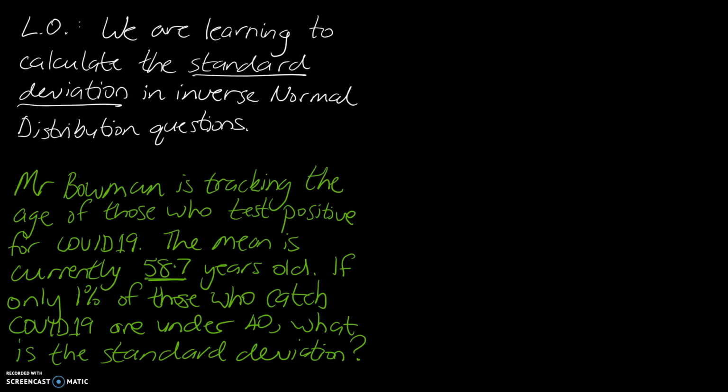Mr. Bowman is tracking the age of those who test positive for COVID-19. The mean is currently 58.7 years old. So as we're reading our question, let's draw a normal distribution graph and input the numbers that we know as we continue reading. So we know the mean, 58.7. If only 1% of those who catch COVID-19 are under 40, what is the standard deviation?